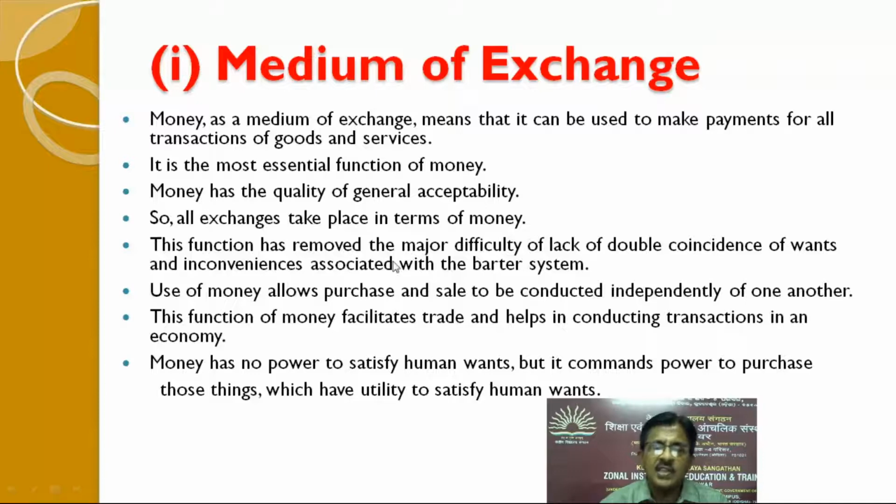This function has removed the major difficulty of lack of double coincidence of wants and inconveniences associated with the barter system. Use of money allows purchase and sale to be conducted independently of one another. This function of money facilitates trade and helps in conducting transactions in an economy. Money has no power to satisfy human wants, but it commands power to purchase those things which have utility to satisfy human wants.